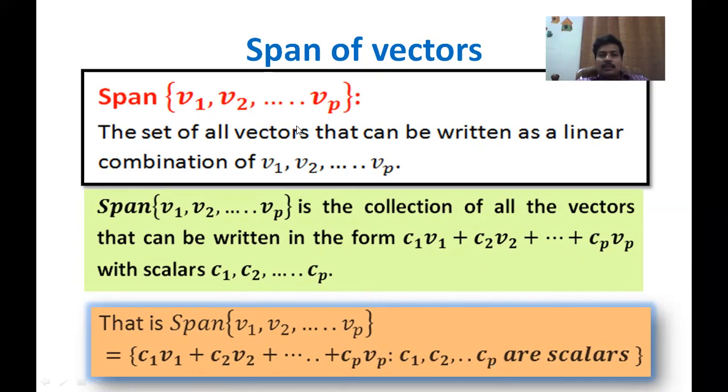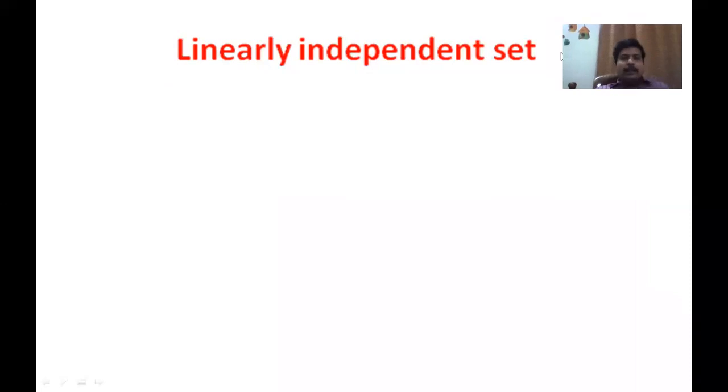So these are all the things which we have gone through. I am quickly wrapping them up. And now today's definition: linearly independent set.